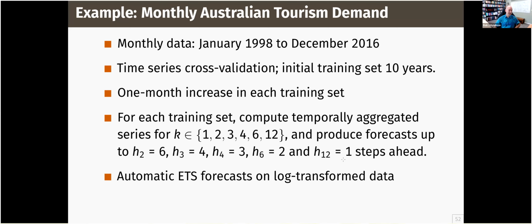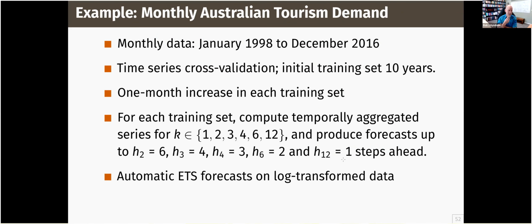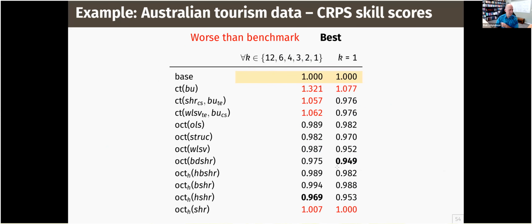And this time I'm going to use ETS on the log transform data, because there's some heteroscedasticity that I need to worry about. I also wanted it to be positive. We don't want negative tourists, so that's why the log was being taken. Similar set of reconciliation approaches. I'm just again showing a subset of all the ones we tried, some of which worked well and some of which didn't. Like that, and here are the results.